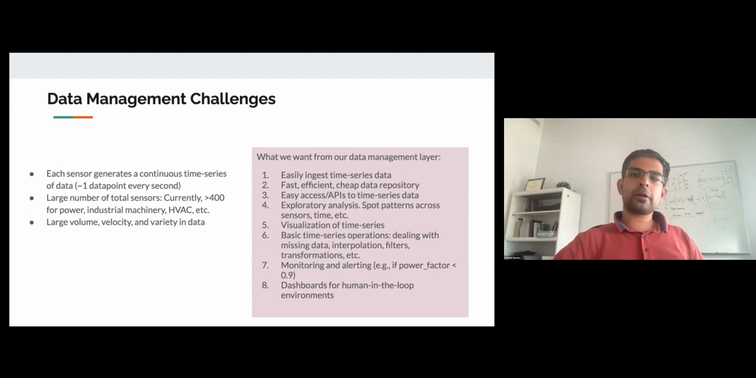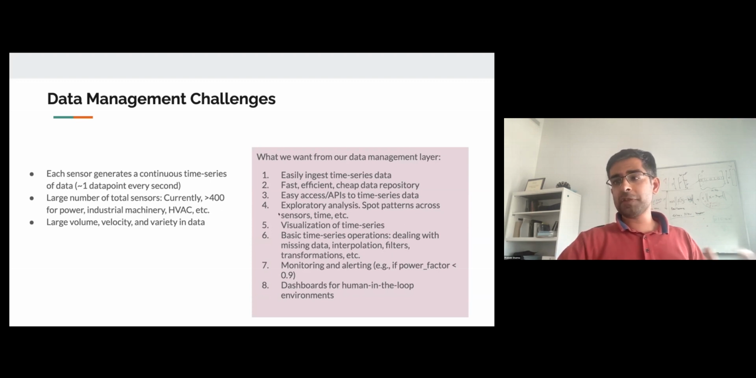So on the right is what we want from an ideal data management layer for such a system. We want to be able to easily ingest, that means take in, all this time series data, which is produced by these hundreds of sensors, and it's expected to grow. We want to be able to store this data in a fast, efficient, and cheap manner. So we want to provide a data repository for all kinds of users and services. So we want easy access and APIs to this time series data.